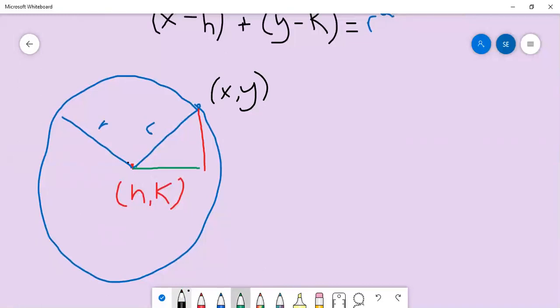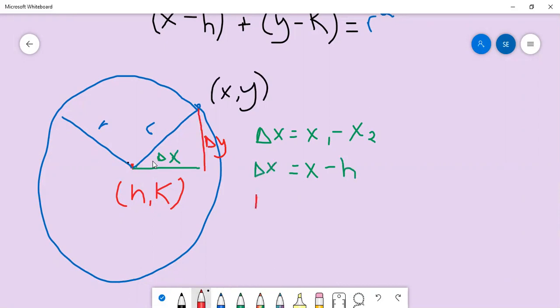So this is our x, y, and we can say this green side, this is our (h, k), this green side here is our change in x from our center to our point. So this is our delta x. It's our change in h from our center point to our point on our circle, and this is our change in y. So when we work with these equations, how do we calculate the change in x? The change in x is going to be x1 minus x2. So any point on our circle is x minus our center point. Well, the x of our center point is our h. So that's our delta x. Our delta y, likewise, is y minus the y component of our center point, which is k.